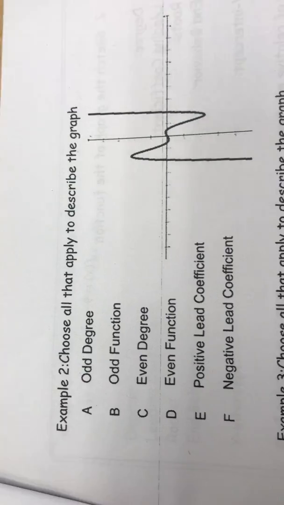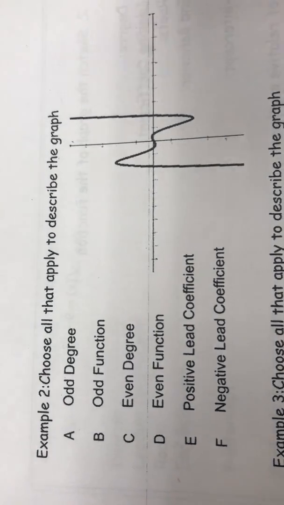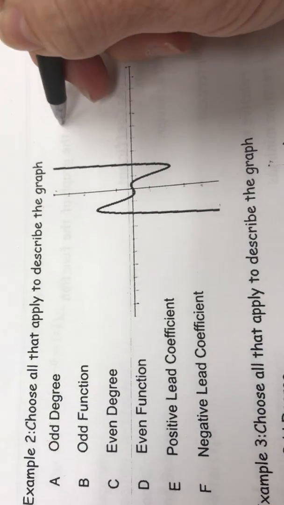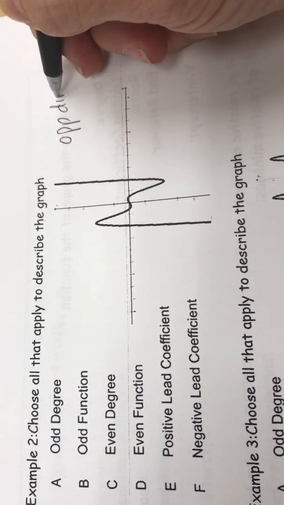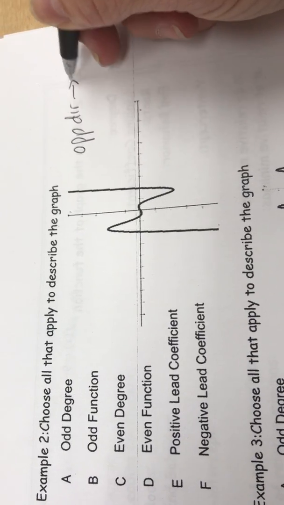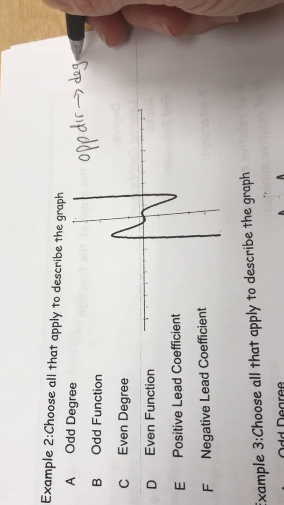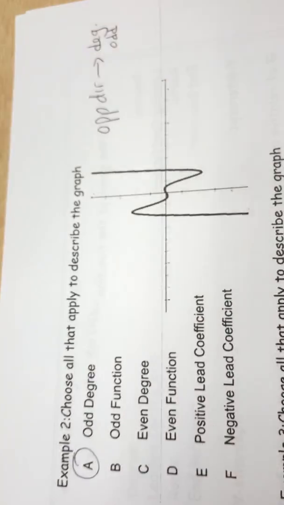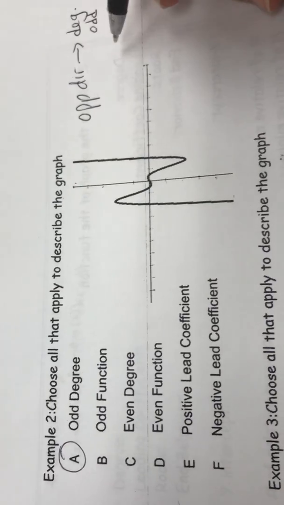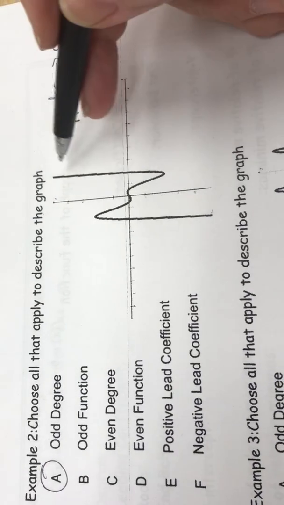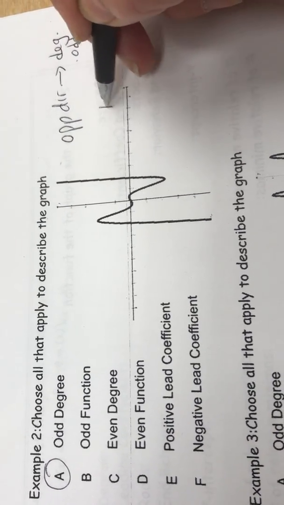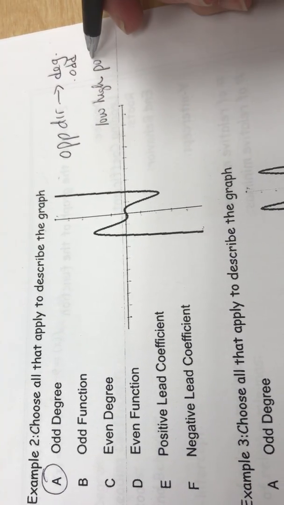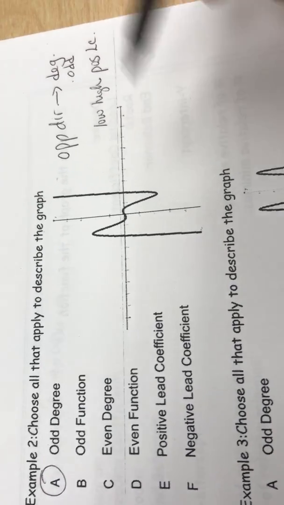This one we will do together, and then you can try 3 on your own, okay? So choose everything that applies. So this is going in opposite directions. Opposite directions told me something about the degree. It told me it should be odd, so it's odd, okay? The other thing is it's starting low and ending high. If it's starting low and ending high, then it is positive as a leading coefficient, E, okay?